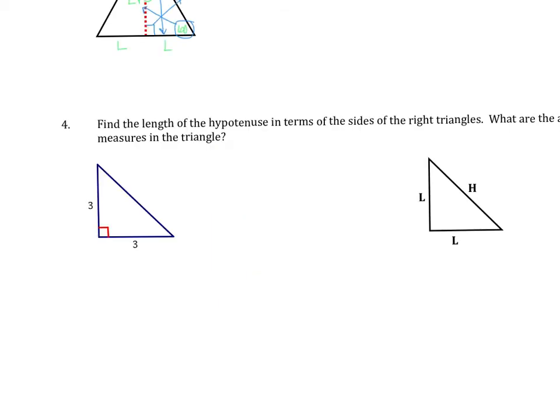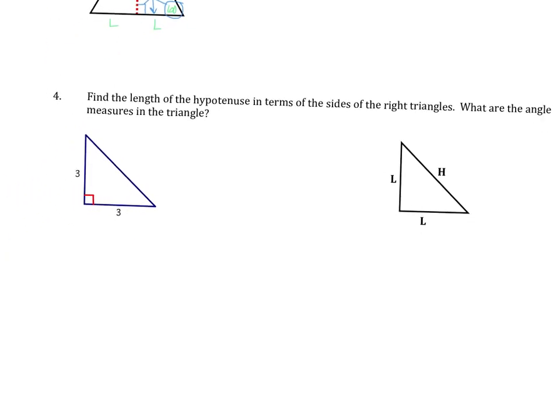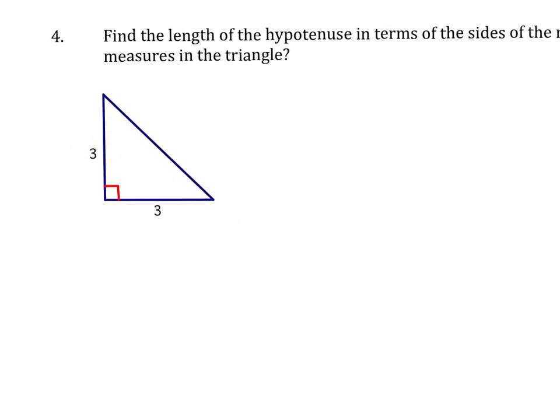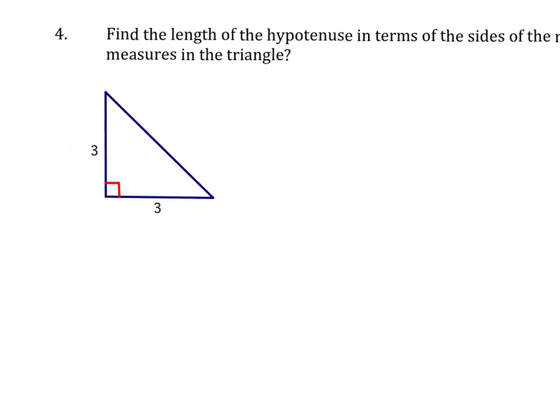Let's take a look now at example number 4. It says, find the length of the hypotenuse in terms of the sides of the right triangles. What are the angle measures in the triangle? All right, well, the first thing I notice is, yes, we have a right triangle, but it's an isosceles right triangle because the legs are congruent. So therefore, we could find each of these angle measures, the acute angles.